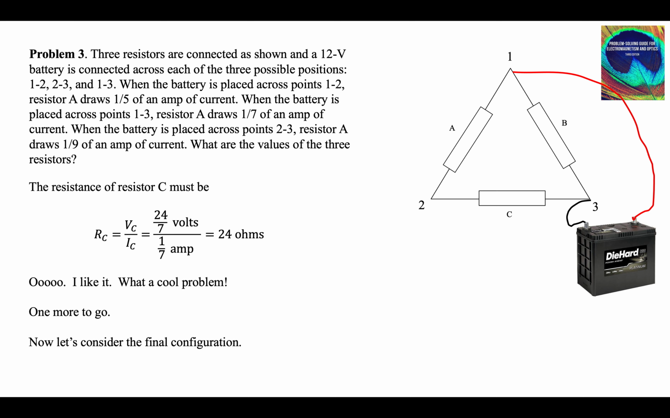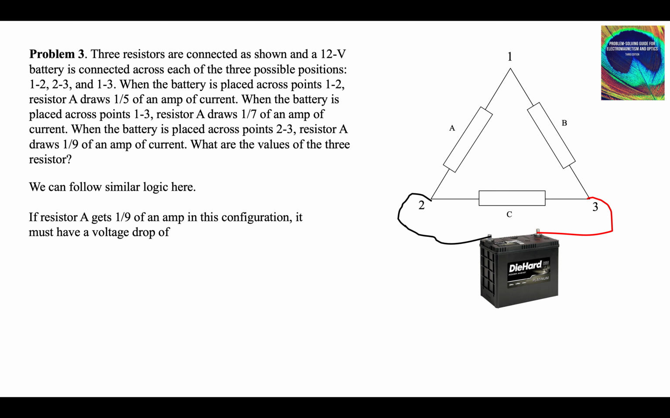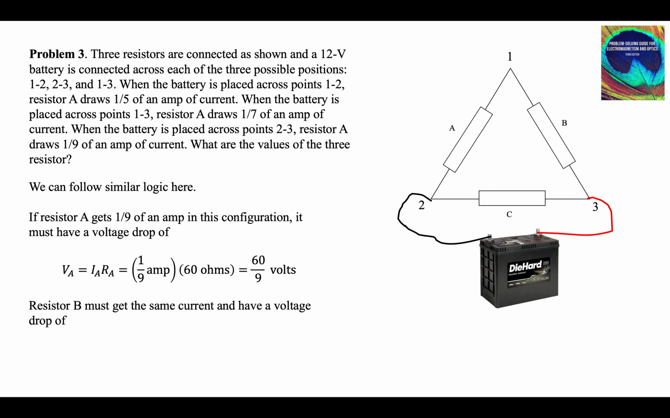Almost done. One more to go. The final configuration is across 2 and 3. Like that. What can we do with this? Resistor A gets a ninth of an amp in this configuration. We know the resistance is 60 ohms. It must have a voltage drop of 60 over 9 volts. Resistor B must get the same current. Whatever current's flowing through A has to flow through B.